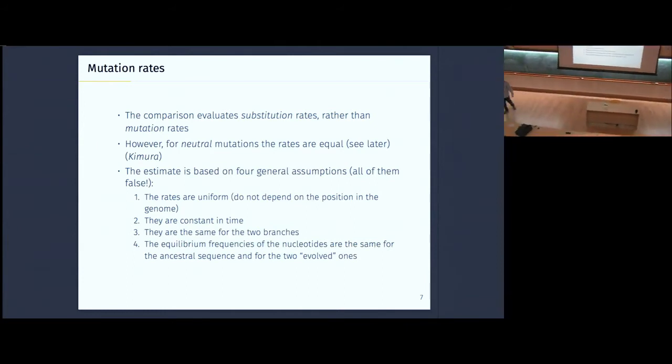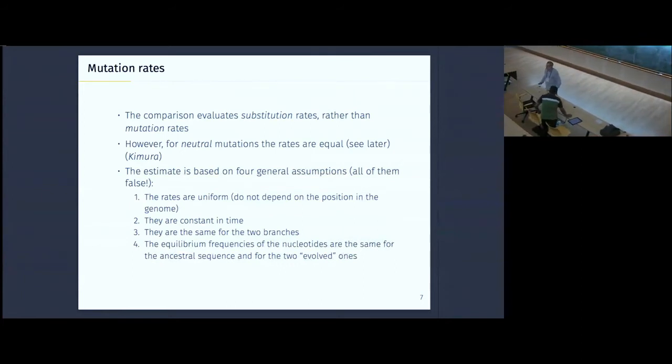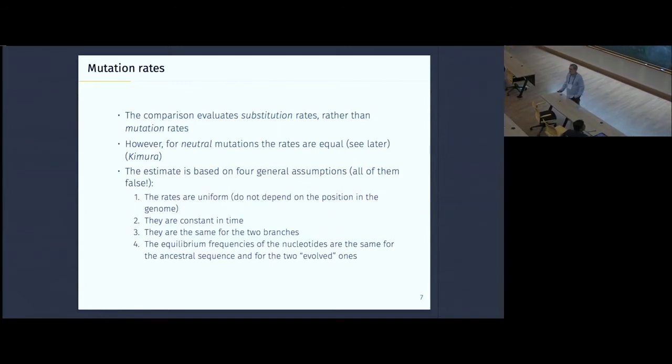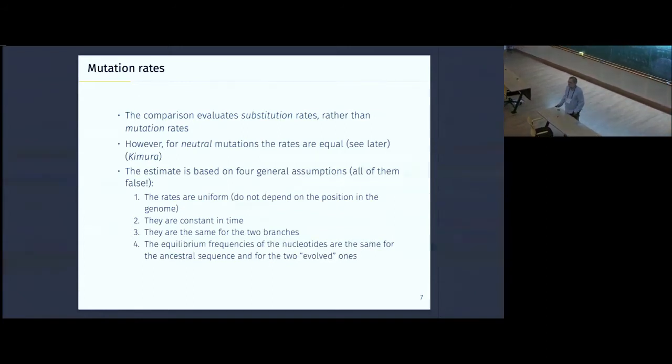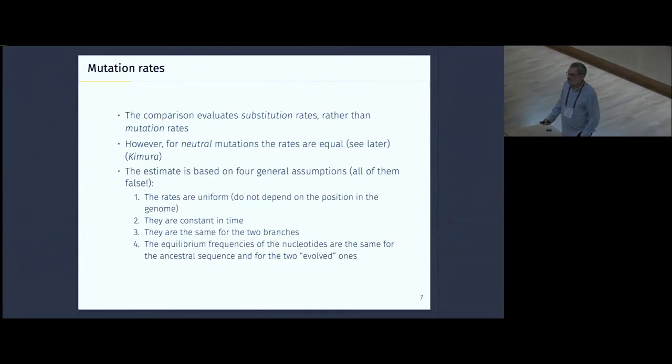Yes, please. The comparison evaluates substitution rates rather than mutation rates. I guess substitution is a form of mutation. Substitution is one of the possible fates of a mutation. You can lose the mutation in a population. Once there is a mutation, you can keep it as a segregating allele, so it remains in the population at a frequency which is neither 0 nor 1. Or it can go to fixation.